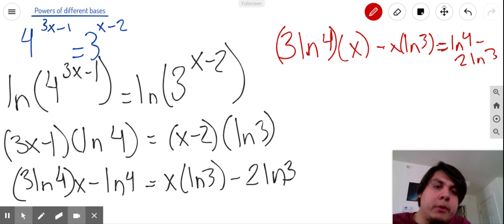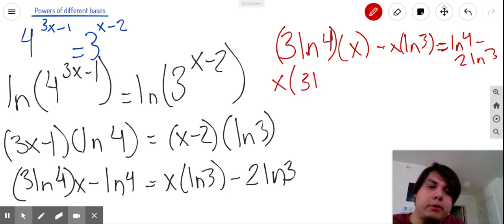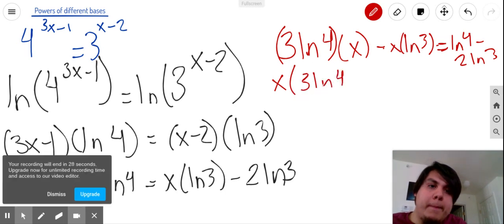So here's why I do that. On the left side, I have everything with an x term in it. So if I do a little bit of factoring, my greatest common factor is x times (3 natural log of 4 minus natural log of 3). That should equal natural log of 4 minus 2 natural log of 3. And I'm going to stop it now, and we'll finish up in the next video.